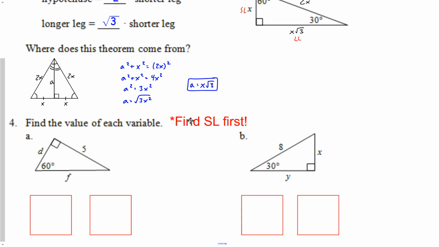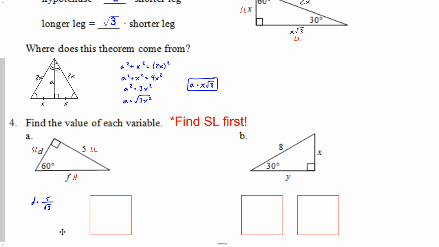So in part A, we have to find the value of D and the value of F. What I recommend students do is label the sides of the triangle. So if I know the 5 is opposite from the 60-degree angle, that's going to be the longer leg. F is the hypotenuse because it's opposite from the right angle. And D, the D variable, would be the shorter leg. So now I have to find the value of D first because I don't know what the short leg is. If I don't know it, that's the first one I have to find.